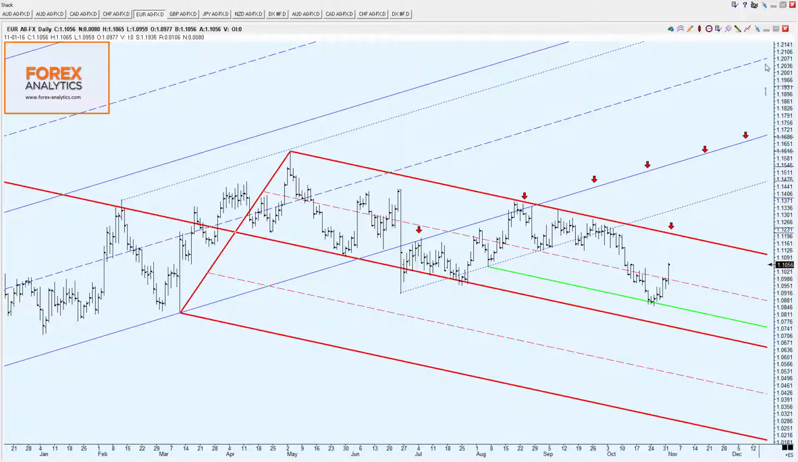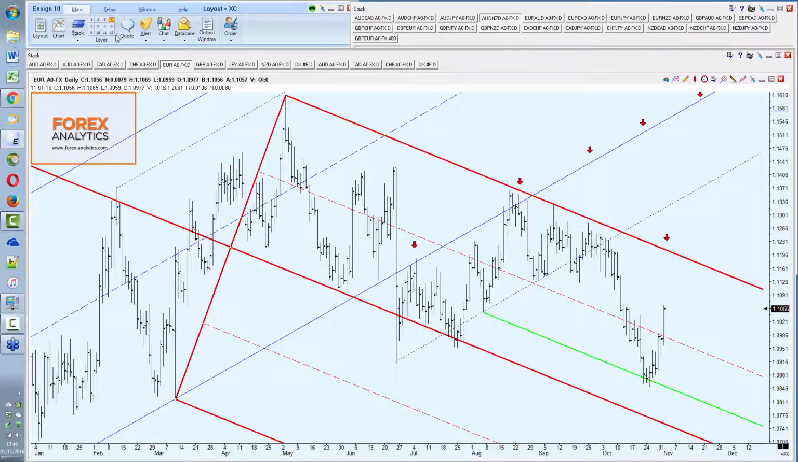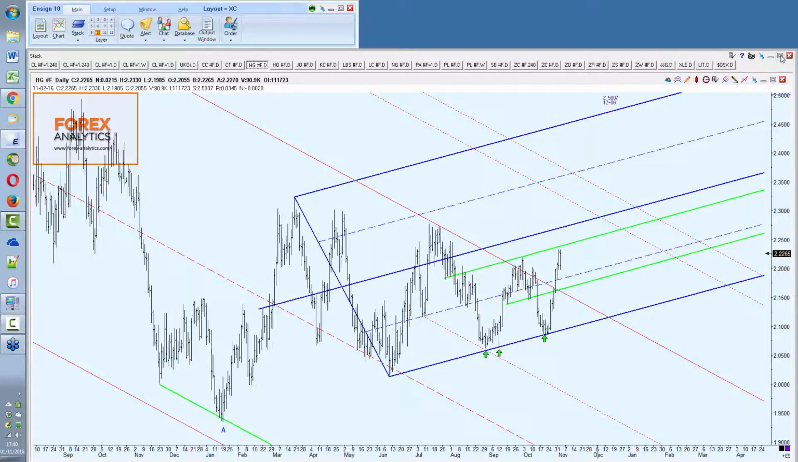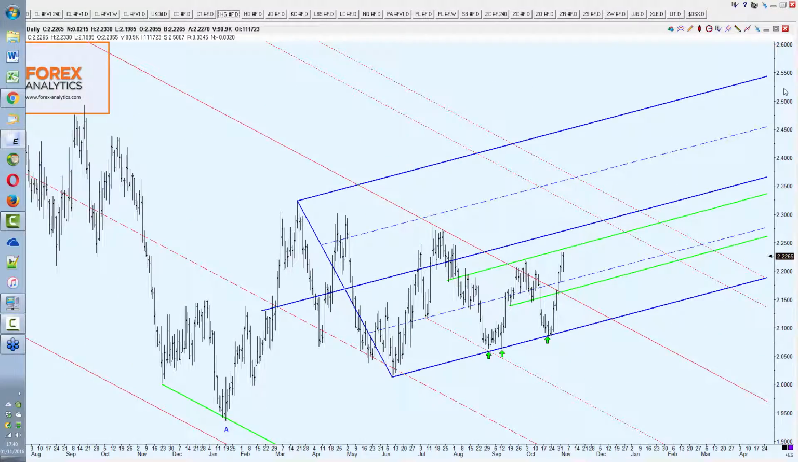Listen, guys, I'm going to go and look at one more thing. Another thing I've been tweeting quite a lot about is copper. Let's have a quick look at the copper chart. Where are we? HG. This is copper futures on a daily. Again, this has been running really nicely.